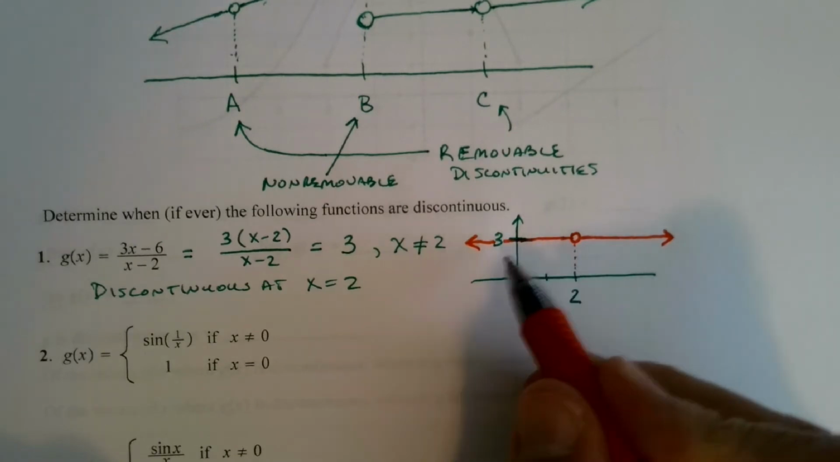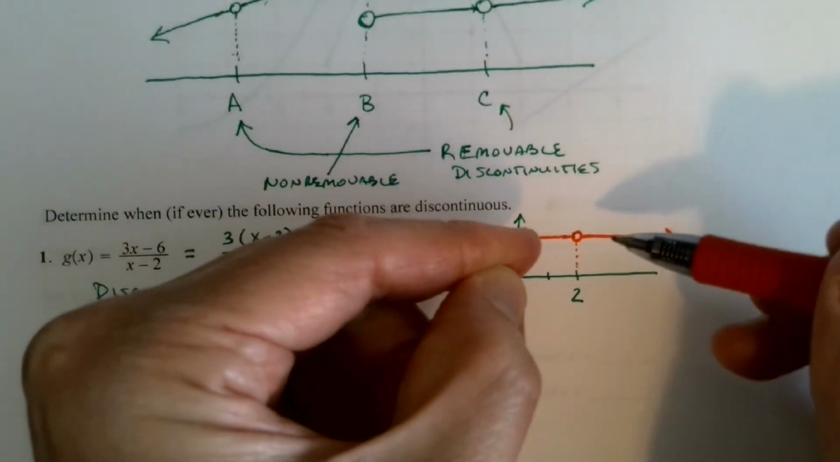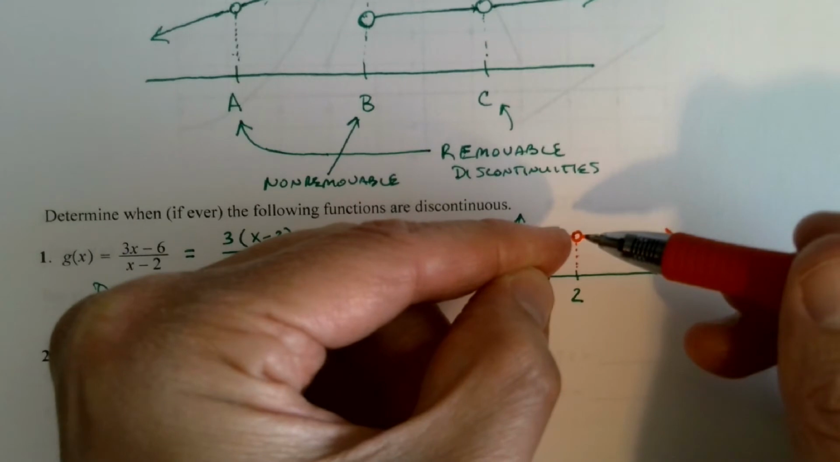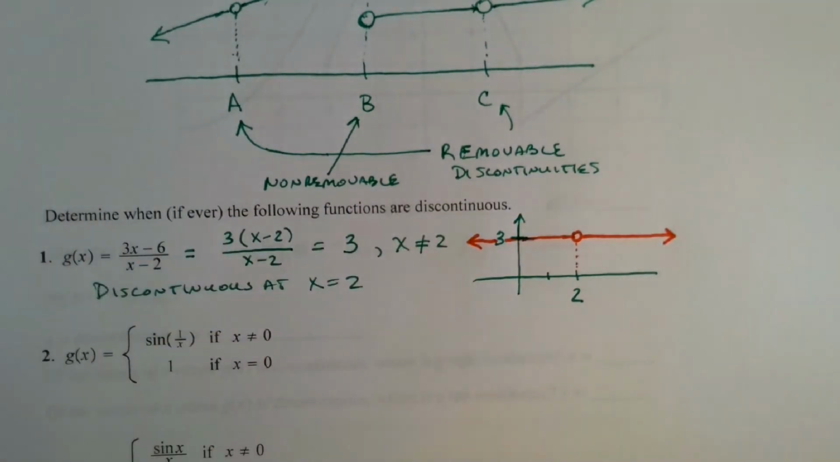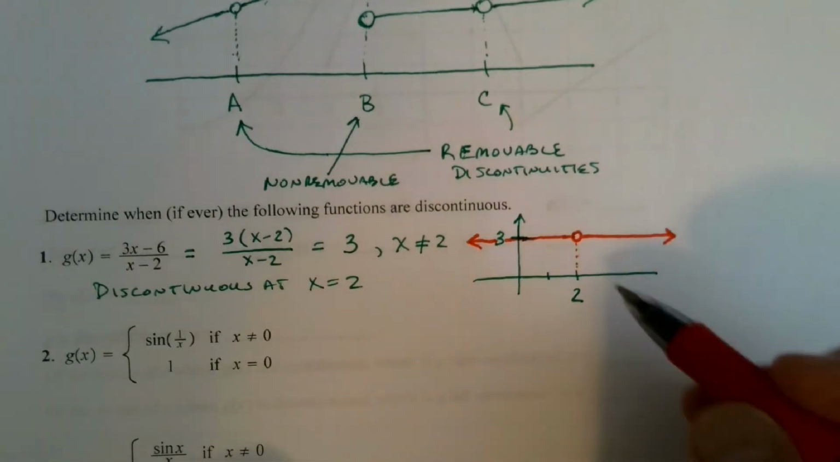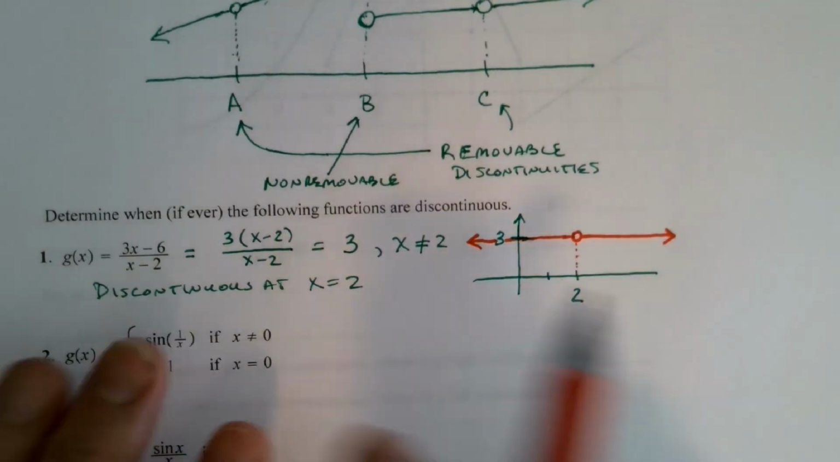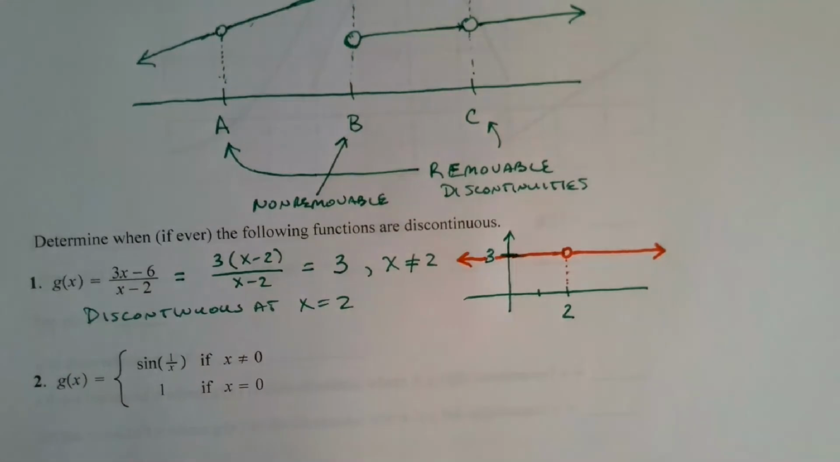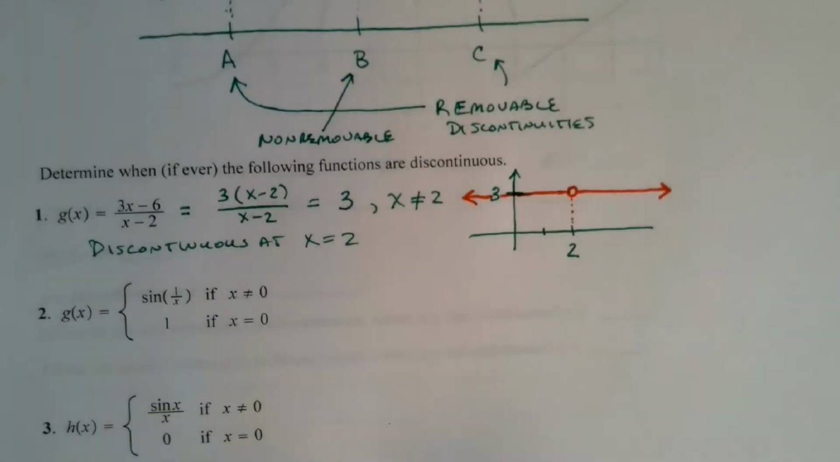But the limit exists, right? As we approach 2 from both sides, we're going right to that hole. So the limit exists, it's equal to 3. The limit still is 3. But the problem is the value of the function doesn't exist there. There's no point. So it's kind of a situation like this. Let's look at number 2.